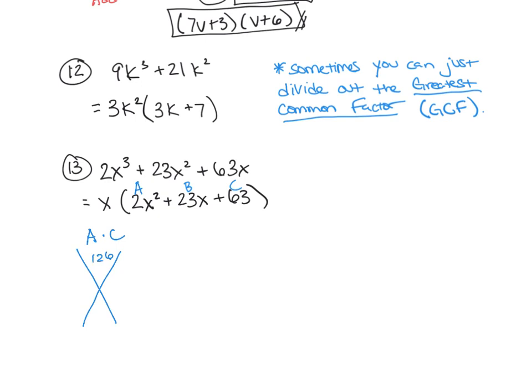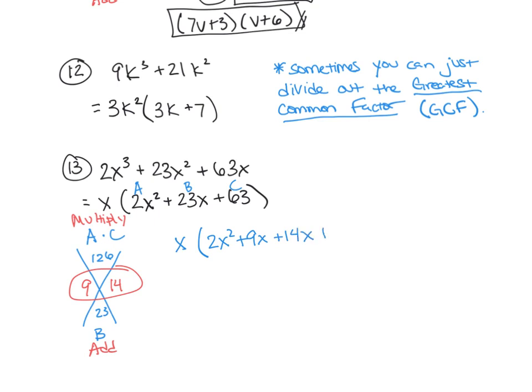Going to get us 126 again. We'll put our B value down here of 23. We're looking for two numbers that multiply to 126 and add to 23. So again, this took me some trial and error when I first did it, but I found that 9 and 14 was a good pair. So when I write this out as one equation, well, if x times, don't forget that x out in front, 2x squared plus 9x plus 14x plus 63.